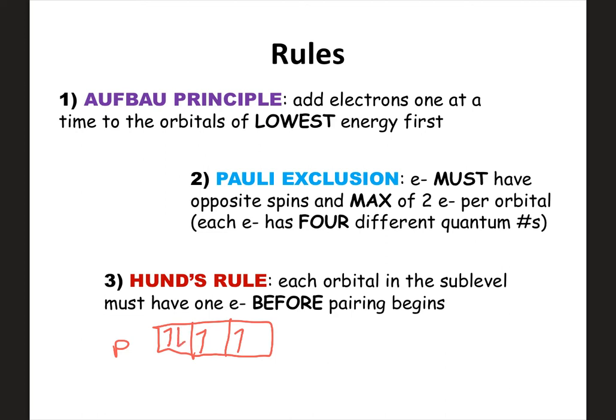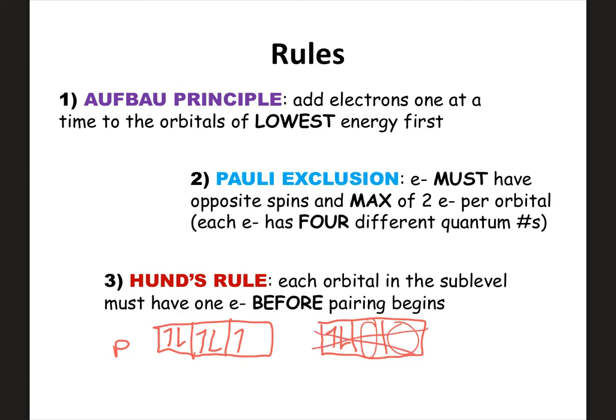Well, what if there was a 5th? Then I could add 1 to that box and so on. All right, so Hund's rule basically says you have to have 1 in each orbital before you would pair up. So basically, you could not have a P sublevel looking like this. If you had 2 electrons, you could not have them both in the first box because you need to put 1 in each of the boxes before you would ever pair up. So this would not be acceptable.